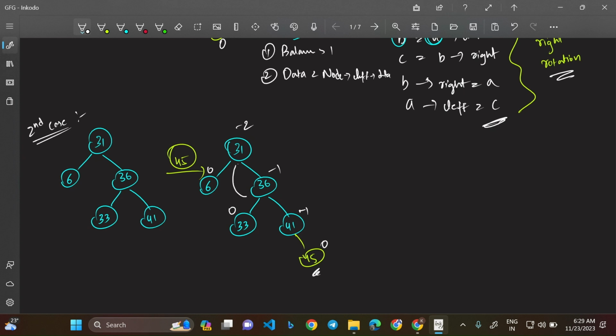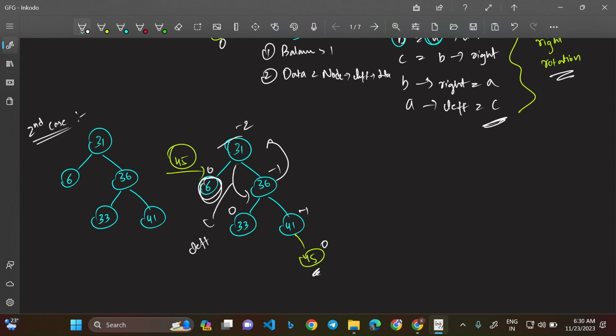Now if I just rotate this to the left, this is the left rotation. If I do the left rotation, 36 would be coming here, and 31 would be coming to this particular position. So 31 would be the left child of 36, and indeed 6 is less than 31, isn't it?